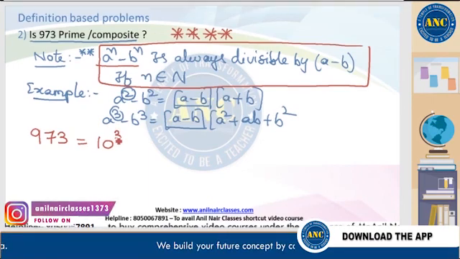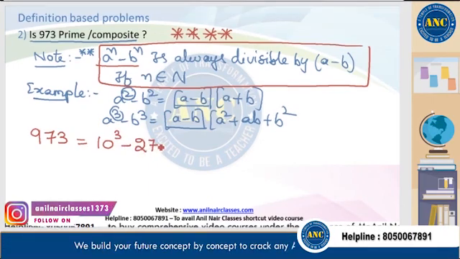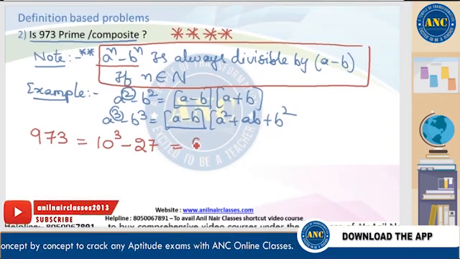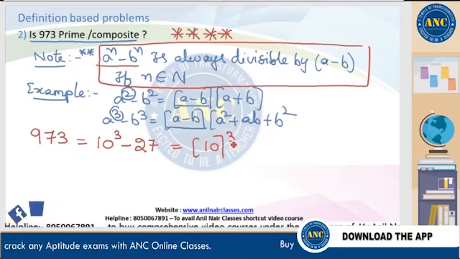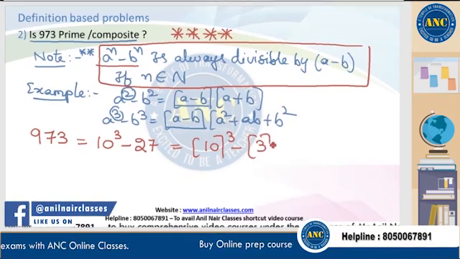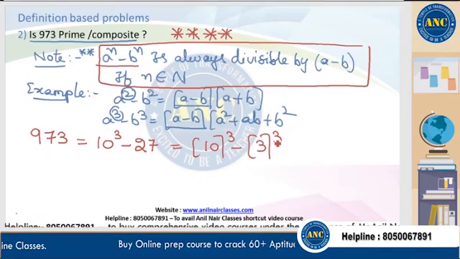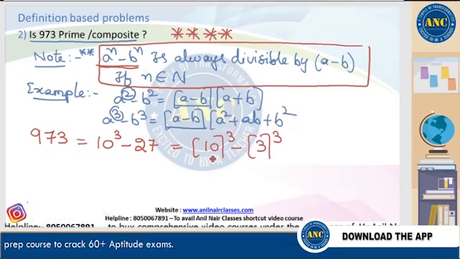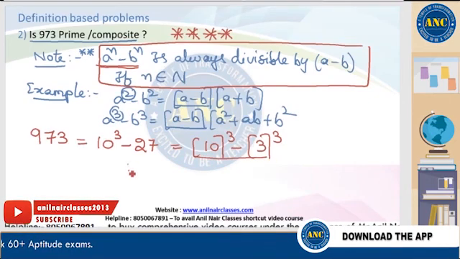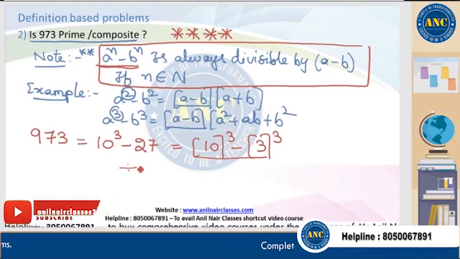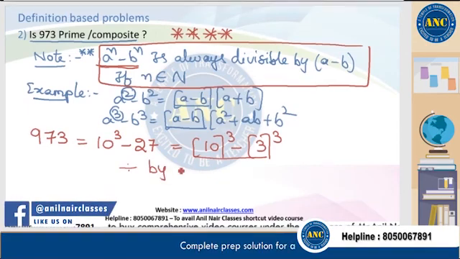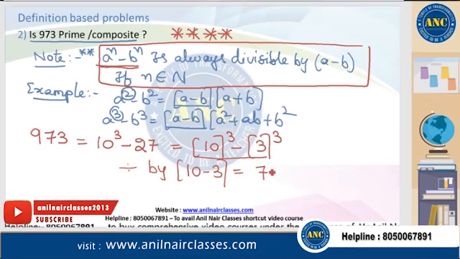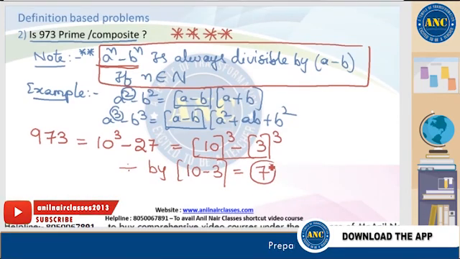973 is nothing but 10 cube minus 27. 1000 minus 27 is 973. This is nothing but 10 power 3, and 27 is nothing but 3 power 3. Yes, right now we got the form a power n minus b power n. So, a power n minus b power n is always divisible by a minus b. 10 minus 3 is 7, so it is divisible by 7.